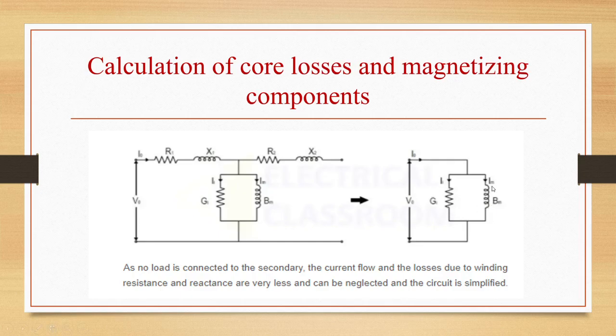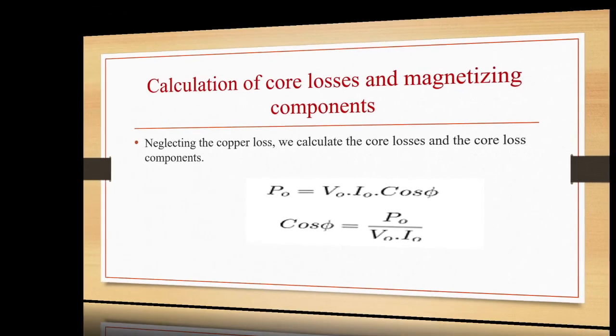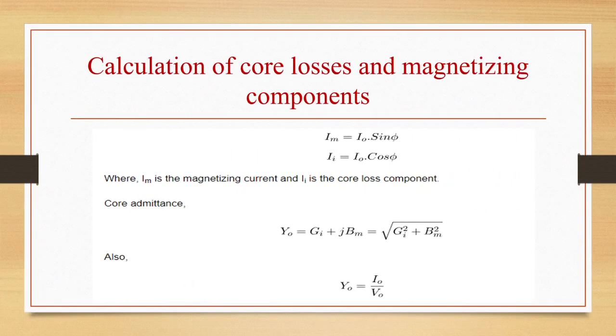G and B, I0 is divided into Ii and Im. So, this is an equivalent circuit of transformer. Neglecting the copper loss, we can calculate the iron losses and core loss components. The wattmeter reading is giving us the iron losses in open circuit test because copper losses are very small and can be neglected. So, P0 is equal to V0 I0 cos phi naught, or cos phi naught equal to P0 by V0 I0. Im is I0 sin phi naught, Ii is I0 cos phi naught, where Im is the magnetizing current and Ii is the core loss component of current.